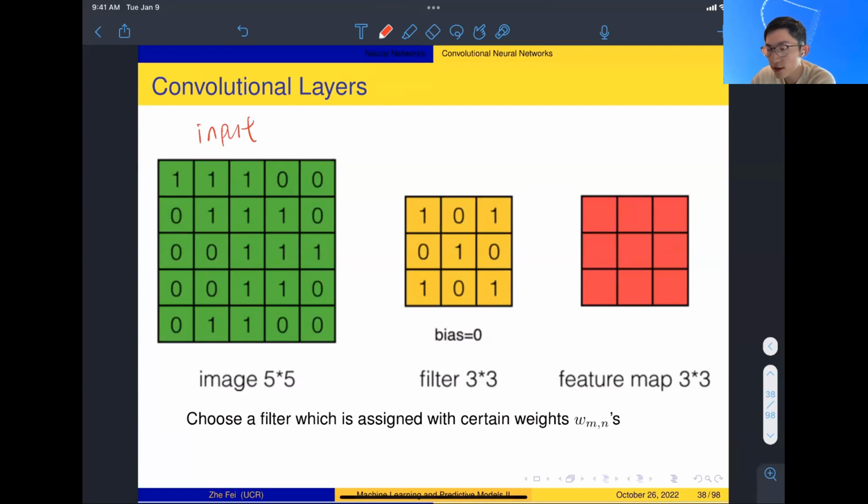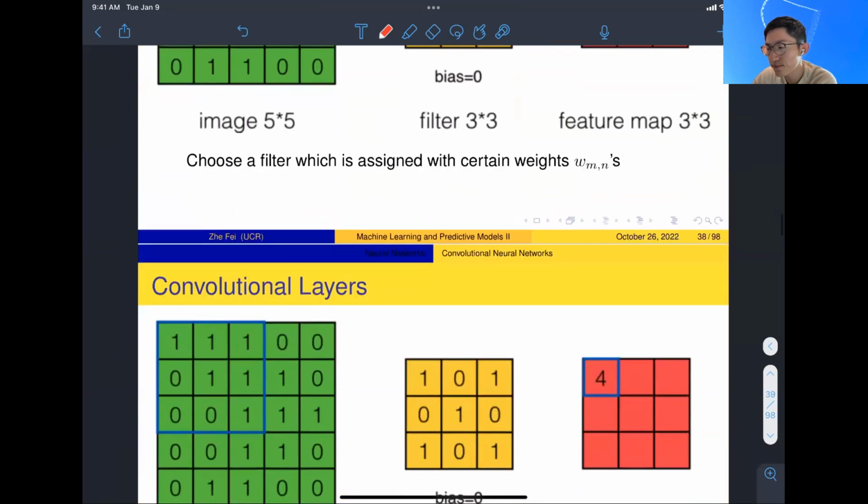And for a 3x3 filter, we need to define the filter. For example, this filter is extracting the diagonal information, right, from your raw image. As we see, the diagonal entries, they are 1, right? And then the off-diagonal entries are 0. So that means when we apply the filter to the raw image, it extracts the diagonal information of your raw image.